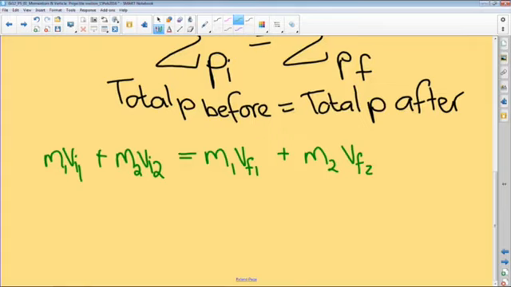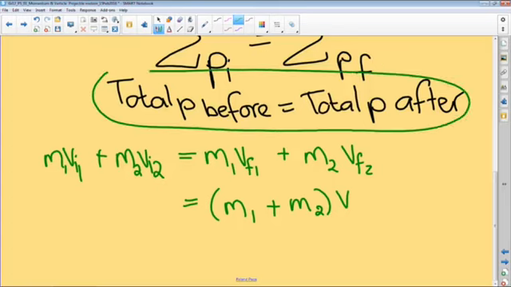If the two objects were separate, come together, collide, and stay together, which often happens in car crashes, then I can actually add the two masses together because the velocities are the same. So I don't need to worry about it. That's actually the equation. How you manipulate the equation depends on the question.